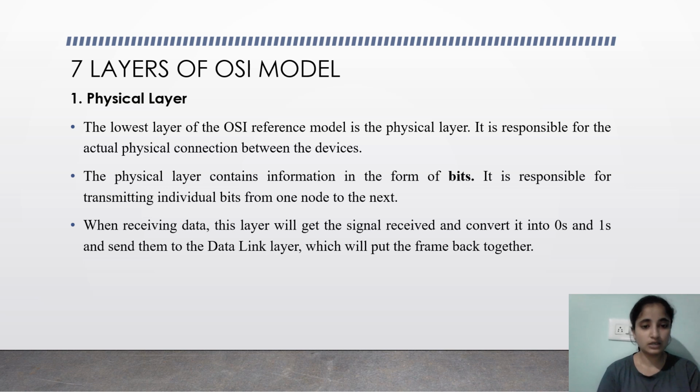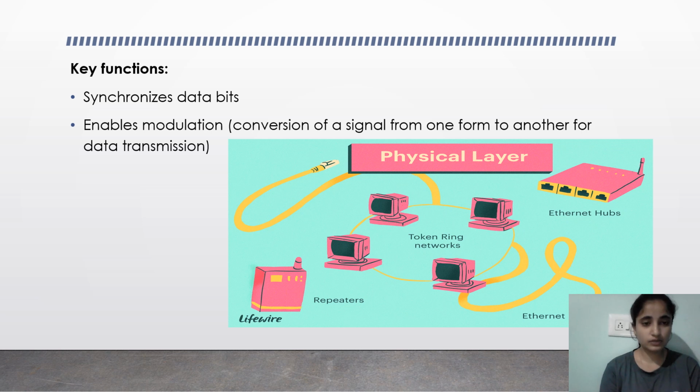When receiving the data, this layer will get the signal received and convert it into zeros and ones and send them to the data link layer, which will put the frame back together. Some of the key functions of the physical layer include synchronizing the data bits and enabling modulation, that is, conversion of a signal from one form to another for data transmission.